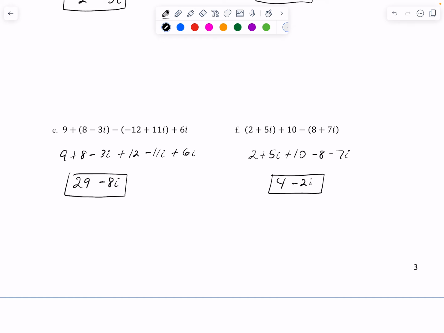All right, so that's it for adding and subtracting. That's part 1. When we do part 2, we'll do multiplying and dividing. Come see me if you have any questions.